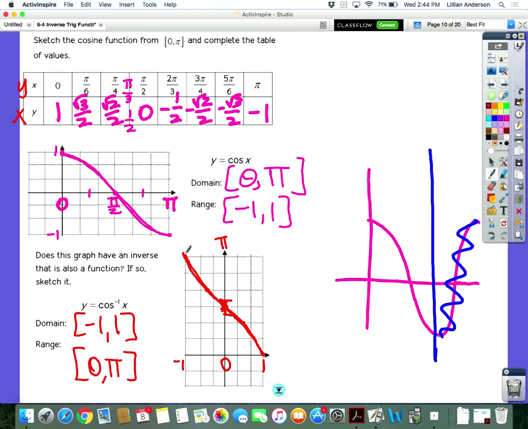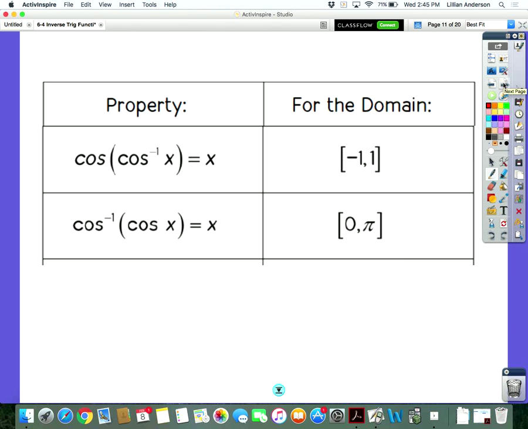And there's your inverse. So here, for these particular properties, when you have the cosine inverse of a particular value, it will equal that value as long as it's in between negative 1 and 1. And the cosine inverse of the cosine of a value will equal that value as long as that falls in between 0 and pi. If it doesn't, then we cannot answer the question. It's not possible. It does not exist.